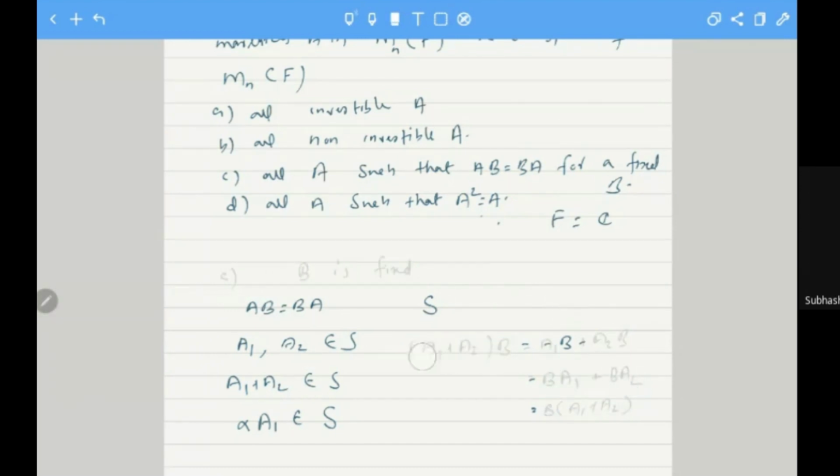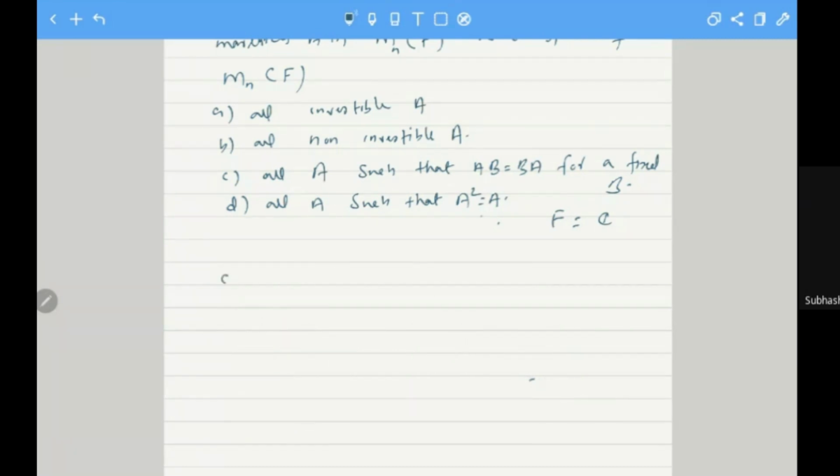What about the last option? The last option says A squared equal to A. Will the D option be a subspace? No, sir. It's not going to be a subspace.